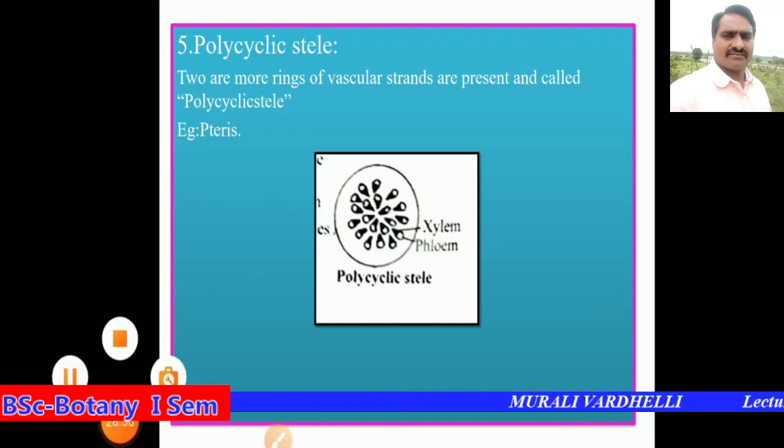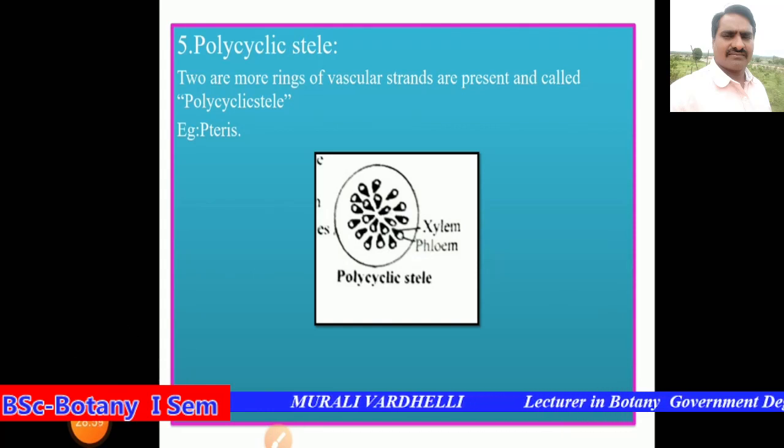Next one is polycyclic stele. What is polycyclic stele? In polycyclic stele, there are two or more rings of vascular strands. Two or more rings of vascular strands means vascular bundles are arranged in rounds, in a circular manner. The type of stele is called polycyclic stele. For example, in some species like Pteridium, they have two rings of vascular tissues. In Matonia, they have three rings of vascular tissues. In Pteris and some species, they have four rings, right?